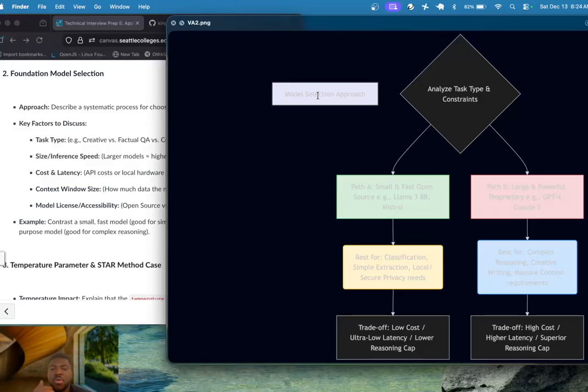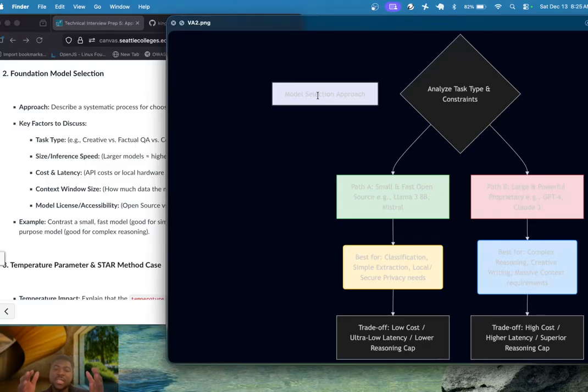If the task requires complex reasoning, deep analysis of massive documents, or nuanced creative writing, I prioritize a large powerful model like GPT-4 or Claude 3. Then I accept that the API cost will be higher and inference speed will be slower, because accuracy in this case would be paramount.